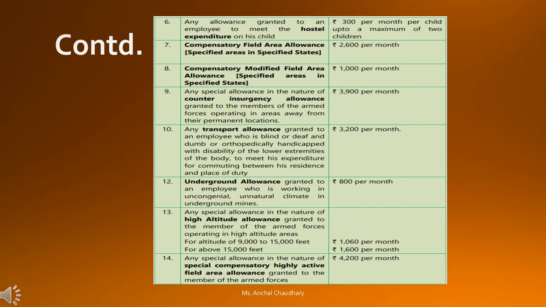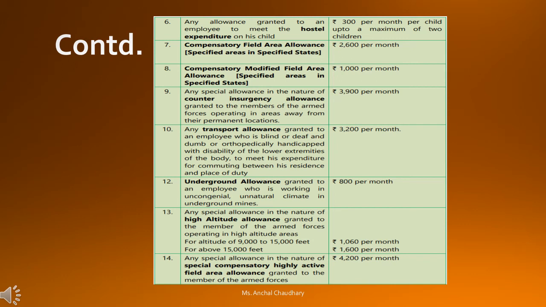Next is hostel expenditure of his child: rupees 300 per month per child, up to a maximum of 2 children. Compensatory field area allowances, 2600 per month. Compensatory modified field area allowances, 1000 per month. Counter insurgency allowances, 13900 per month. Any transport allowances, rupees 3200 per month.